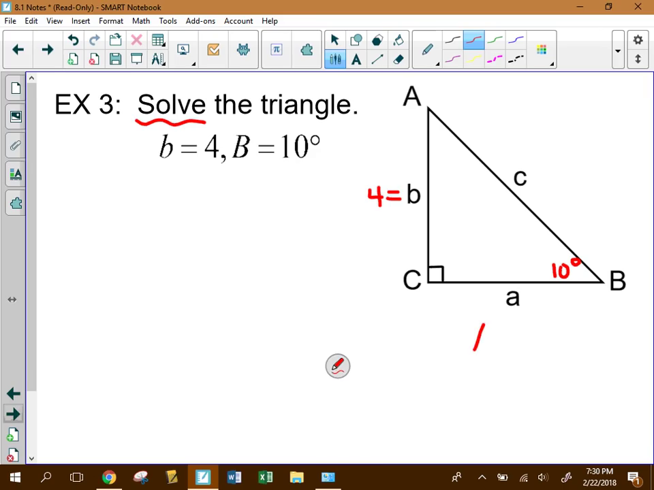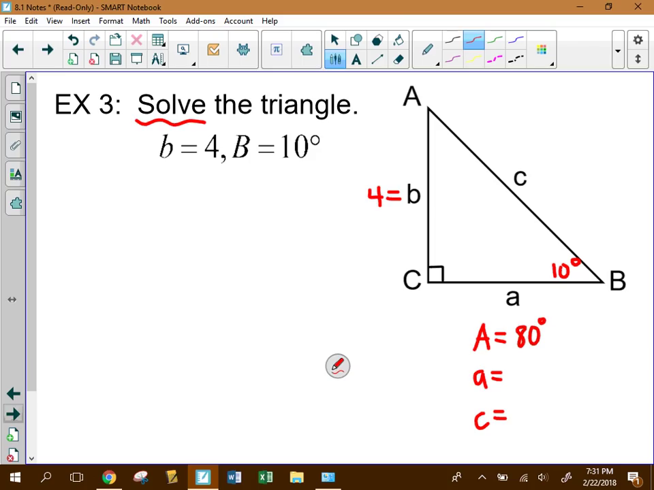We're missing angle A. Remember, angles are always in capital letters. We know that angle C is 90 degrees. We have a right triangle. We're missing side A, so we use lowercase letters for sides, and we're missing side C. We also know that C is the hypotenuse, so it should be the longest side. B is going to be the smallest angle, so side B should be the shortest side. Because A and B are complementary, we know that A is 80 degrees, and so side A should be that middle side.